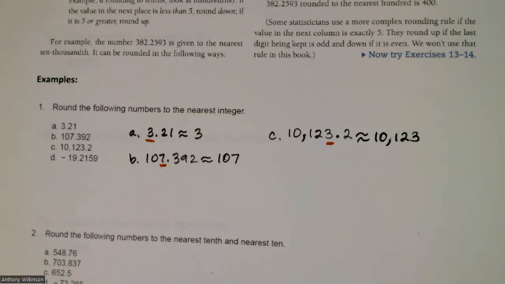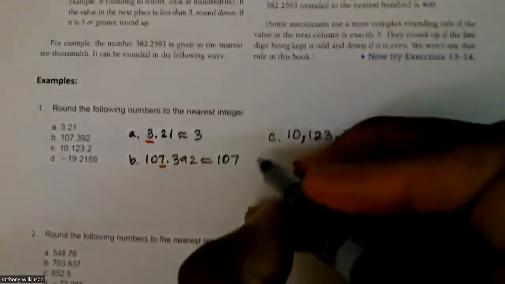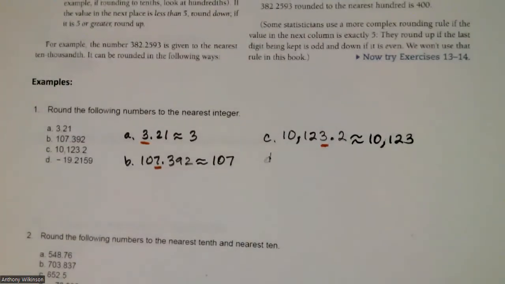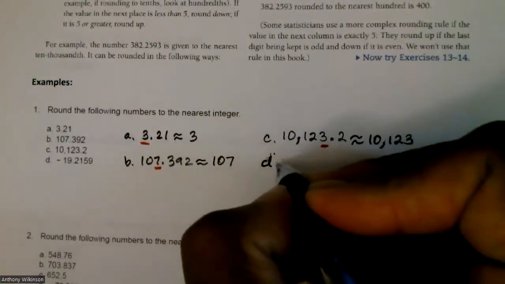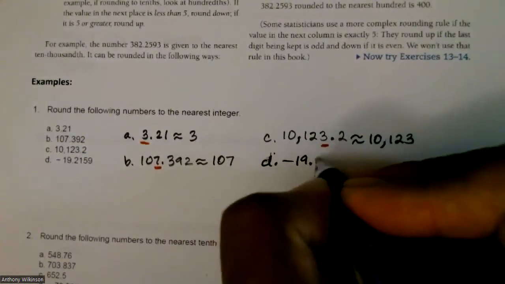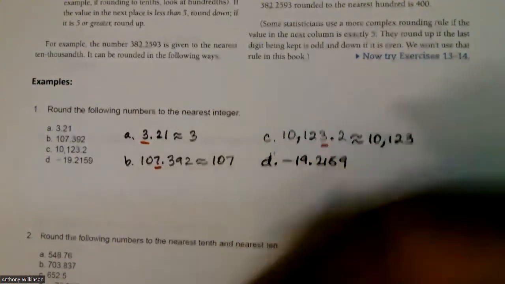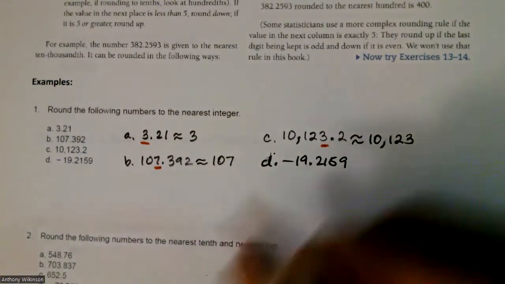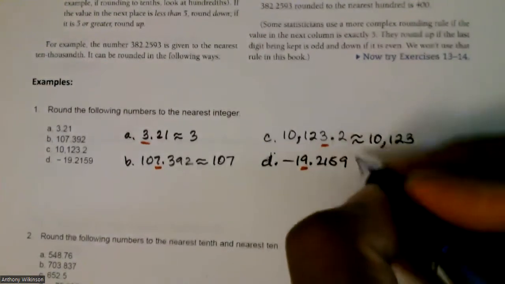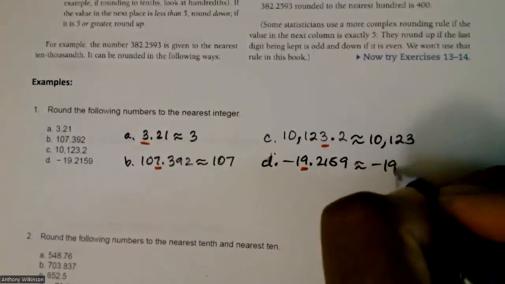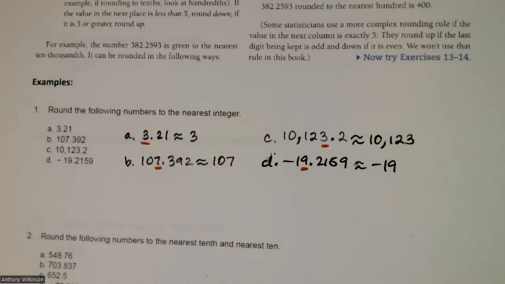And part D. Part D is negative 19.2159. Well, in this case here, the digit in front of the decimal point is a 9. To the right of that is 2. It's less than 5. So we approximate that to negative 19.